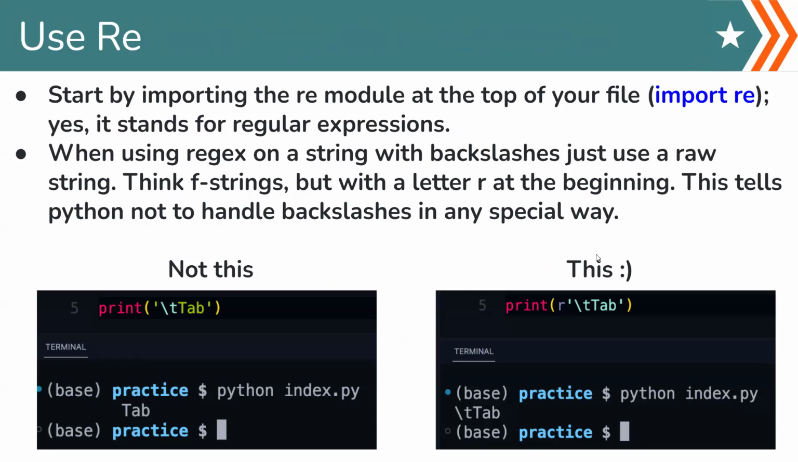When using regex on a string with backslashes, just use a raw string. So, for example, you have \t. This is supposed to be a tab. You can use the r to grab that as a raw string, whereas this is going to take the \t literally as a tab.